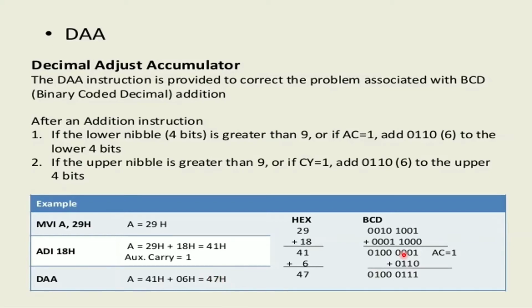How is it adding? See this condition: if the lower nibble is greater than 9, or auxiliary carry is 1, add 6 to it. Now you check the same thing here in the result. This is your actual result in your accumulator. The first 4 bits are called your lower nibble. Is it greater than 9? No, because 0001 means the total value is 1. It is not greater than 9.